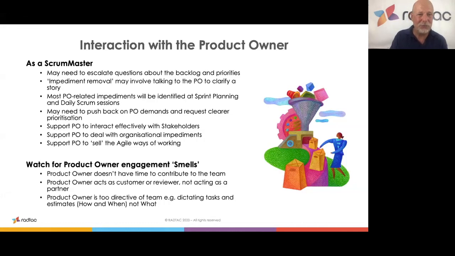So, interaction with the product owner. Key things here are making sure that the product owner has enough time to contribute to the team.